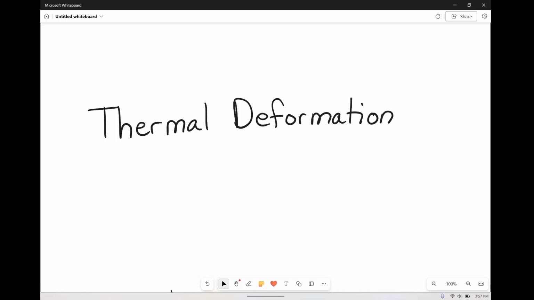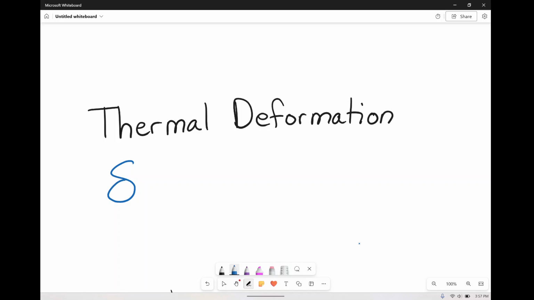This video is going to cover thermal deformation. Thermal deformation is another type of axial deformation, except it's changed due to temperature. So it's effectively the same thing. We start off with delta, because again, we have deformation, and we have axial deformation, but it's due to temperature, so we give it a little t. The equation's really simple. It's alpha times delta T times L.